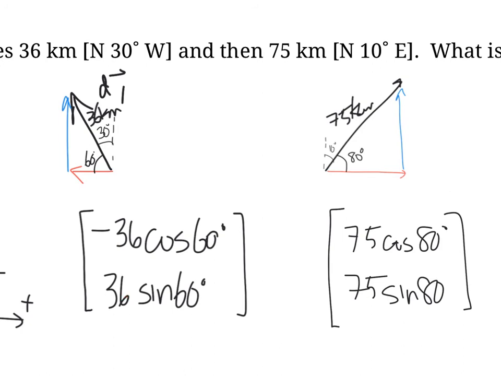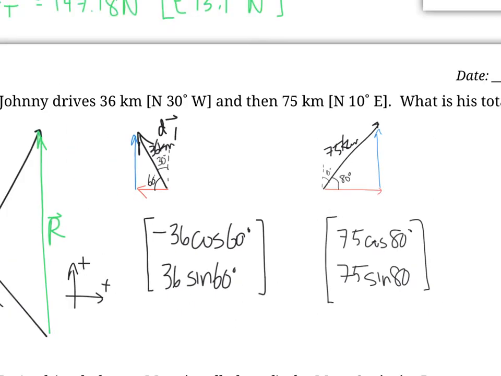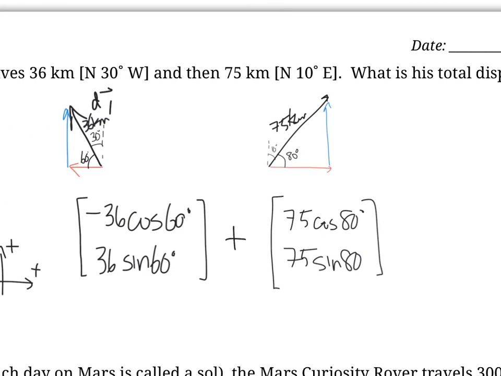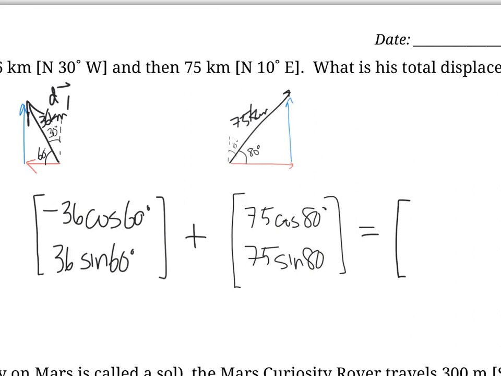Notice how I didn't actually plug those into my calculator yet to solve. And the reason is because when we find our final answer, we can just add those two things together as is, right? I can plug that whole thing into my calculator at once, negative 36 cos 60 plus 75 cos 80, so that I don't have any rounding errors by the end. Okay, so I'm going to do both of those in my calculator now, and you should do the same, and we'll compare answers then, okay?